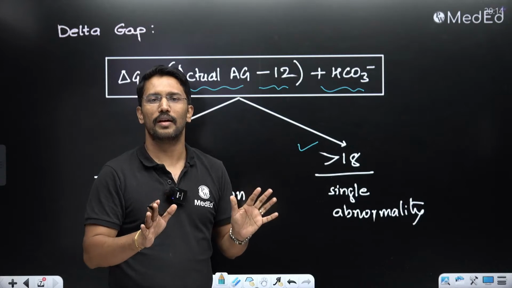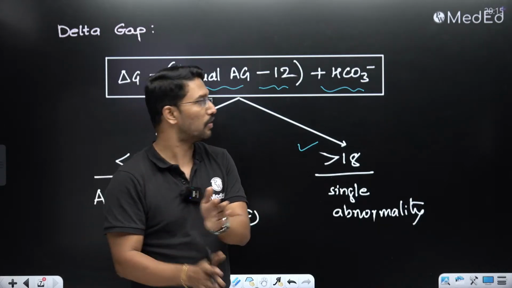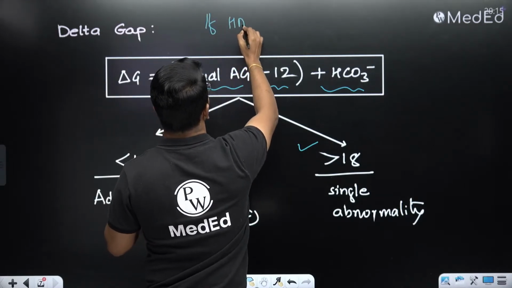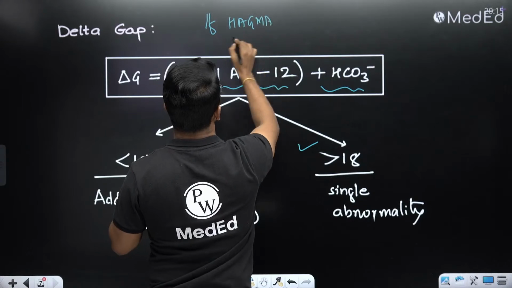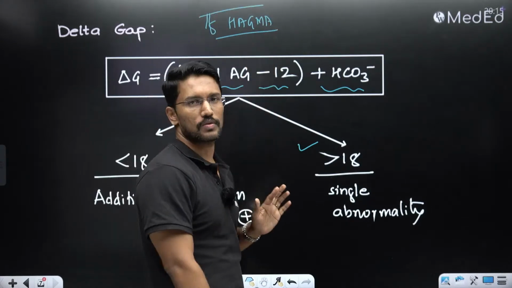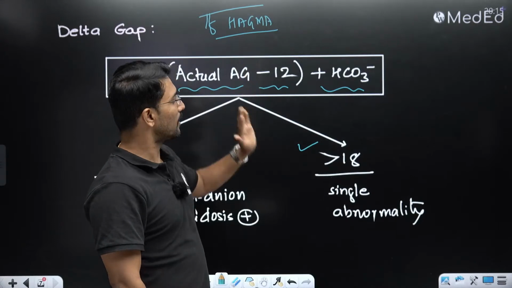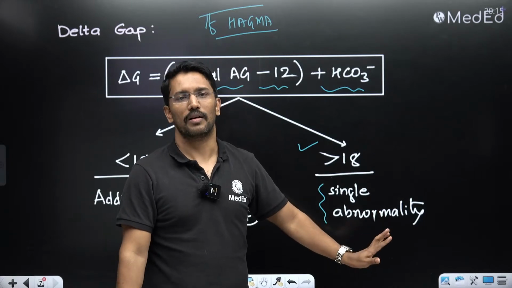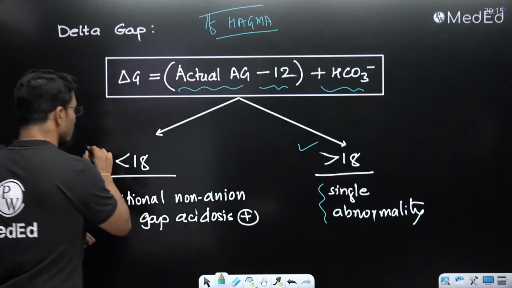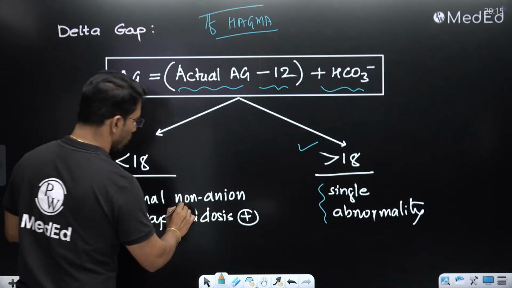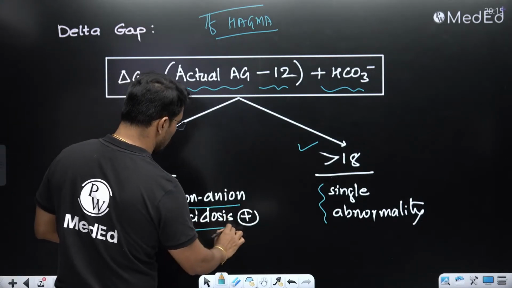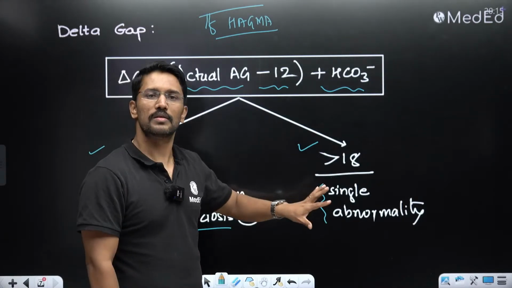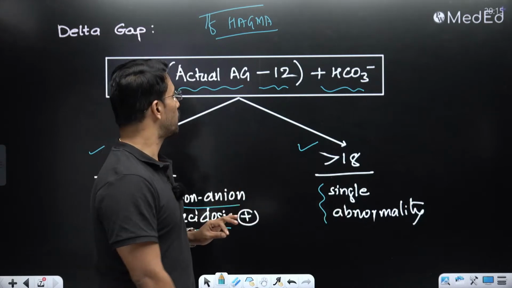That means you had made a diagnosis of high anion gap metabolic acidosis. Remember, we come to delta gap only if there is a high anion gap metabolic acidosis, to understand if there is an additional non-anion gap metabolic acidosis. So if this delta gap is more than 18, that means you have a single abnormality. So it is only a HAGMA, nothing more than that. But if it is less than 18, you have an additional non-anion gap or normal anion gap metabolic acidosis in addition to high anion gap metabolic acidosis. So let us do this. With this, we will conclude this ABG question that we were talking about.